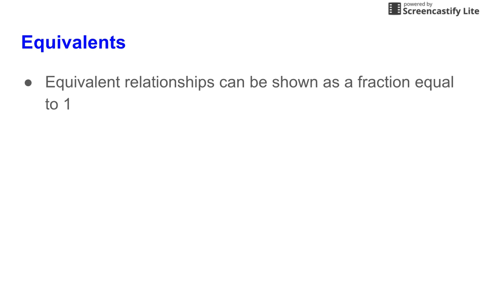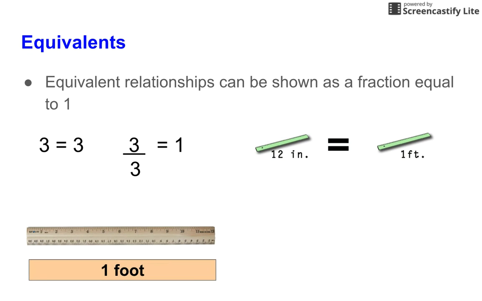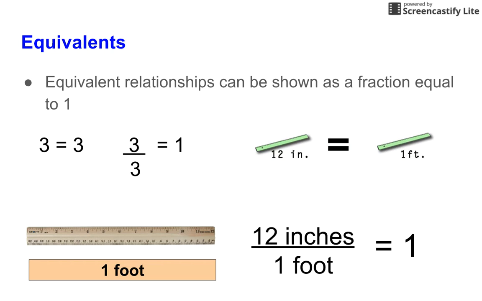Something that's really useful about equivalents is that they can be shown as a fraction equal to 1. This is a really simple example, but 3 equals 3. So if you put 3 over 3, that's a fraction equal to 1. In terms of our equivalent relationships, we know that 12 inches equals 1 foot. And here are different ways of seeing that those are equal. But if we put 12 inches over 1 foot, we know that it equals 1. So that's a fraction that we can make out of an equivalent relationship.